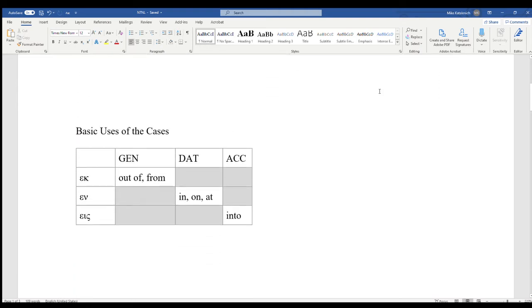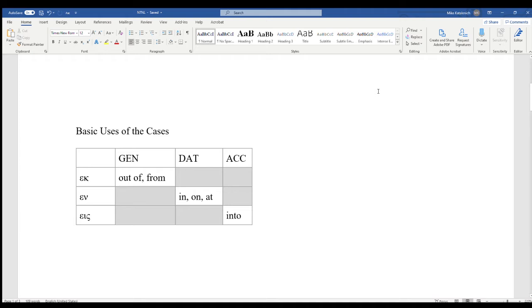Each case kind of has a basic meaning. The genitive is motion from, the accusative is motion toward, and the dative is location at. And you see they have these 3 prepositions, ek, en, and eis, which kind of highlight the general meaning of each case. Each of them can only take the one case, and they make that mean the thing we expect the case to mean. So this is what I would call necessary but boring prepositions.